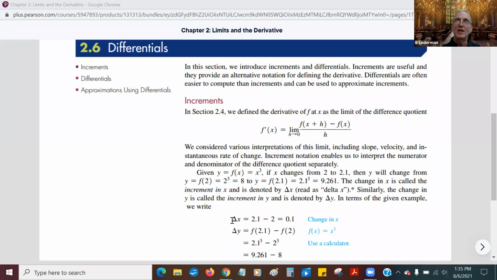Change in x, increment of x. These are three ways of saying the same exact thing. It's just three words for the same thing. So don't get stressed out about this. It's just a lot of different words for the same thing, and it's basically stuff you know already.